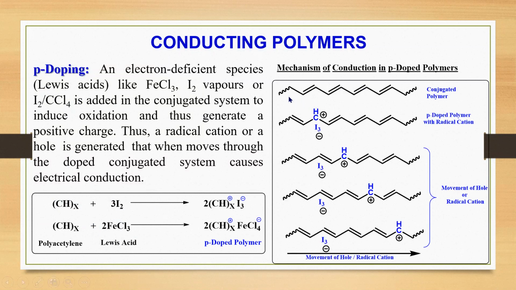So here is a case where we have a conjugated polymer, and after doping, it has a hole generated here. Now, when you apply current, this electron will move towards this side, and this hole will move here. And now again, in the next cycle, when this electron moves here, this hole moves here, and that's how the hole moves. So we know that movement of holes or electrons is known as conduction. So the conduction increases.